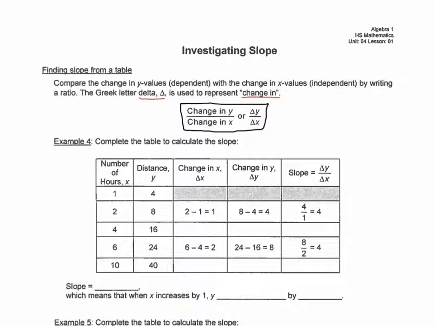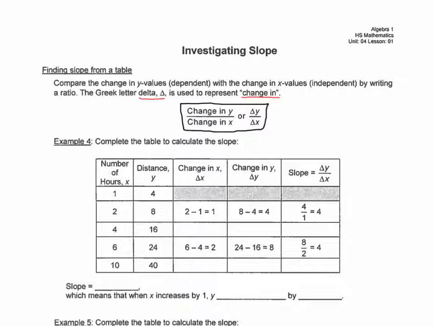So we're not doing anything different today. We're doing exactly the same thing we did yesterday, except instead of it being on a graph, it's going to be on a table. So let's look through example 4 here and see how this is done. I'm going to use my little pointer here to point out what I'm talking about. Here we have a situation. Apparently they are comparing distance to the number of hours, probably number of hours traveled or something like that. So we have our x values over here, 1, 2, 4, 6, and 10. We have our y values right here, 4, 8, 16, 24, and 40.